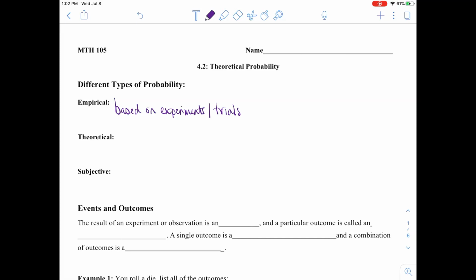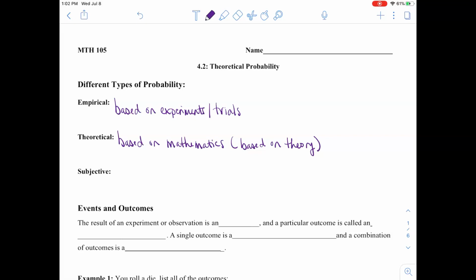Versus theoretical is based on the math. Or I like to think about it as based on the theory. So then it goes hand in hand. And what I mean by that is if I flip a coin 4 times, based on the math, because they're equally likely, right? You could either get a head or a tail. I really should get 2 heads and 2 tails, right? That's known as theoretical. I'm not doing the experiment. I'm just basing it off of how the math should work.